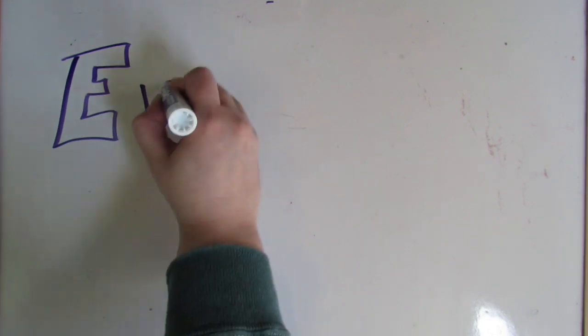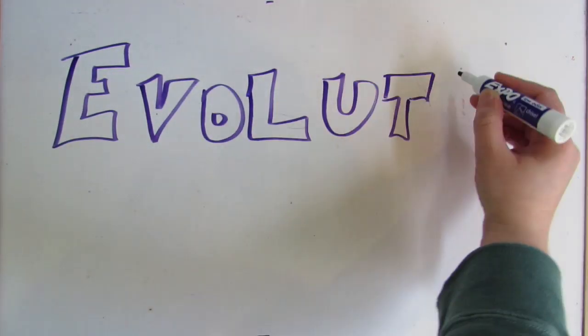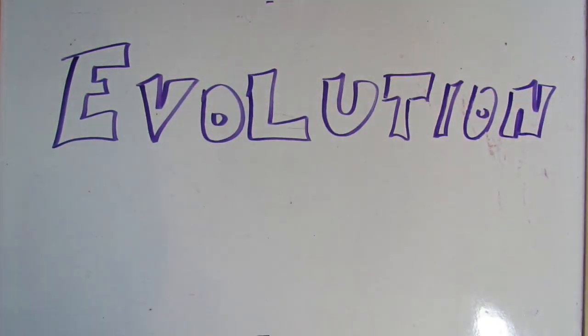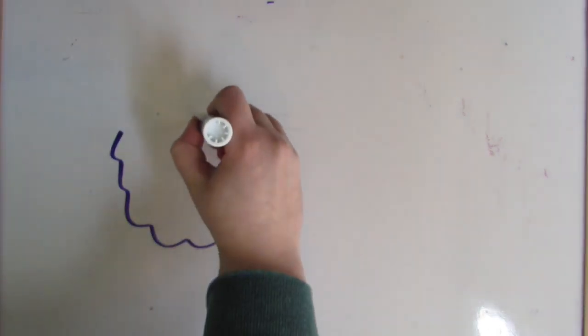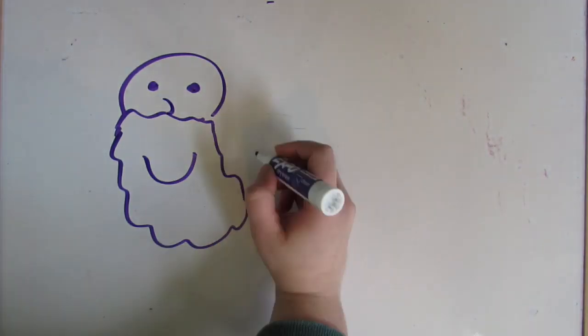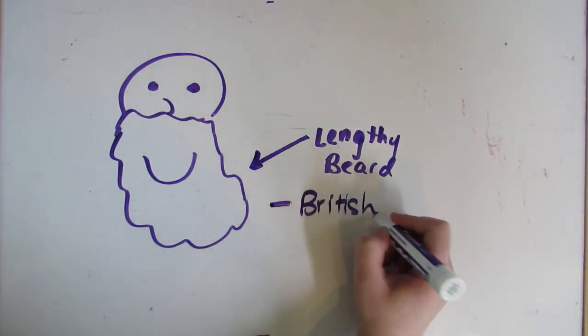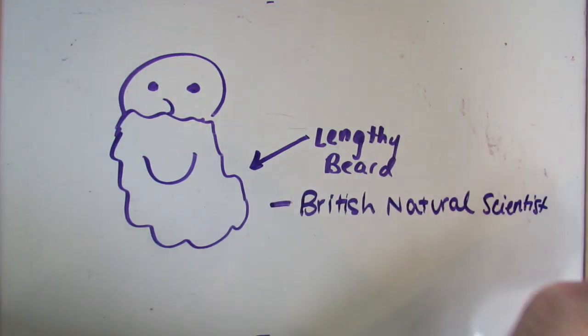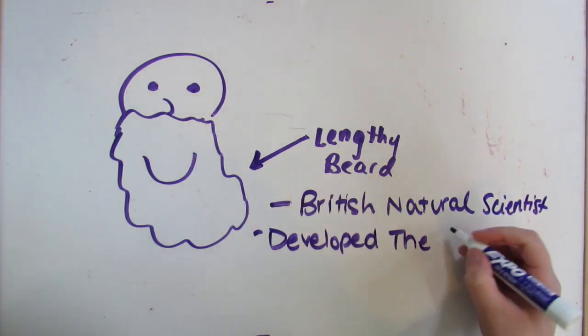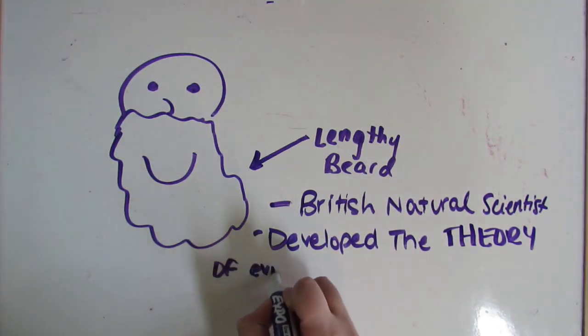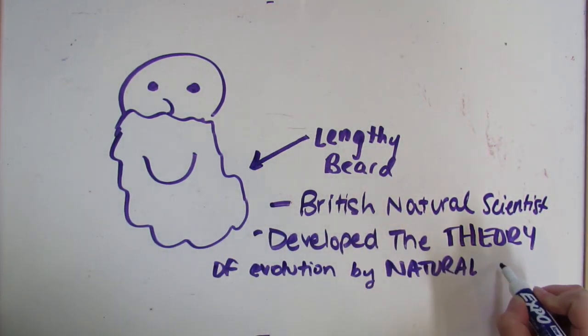Alright team, so welcome to our lesson about evolution, natural selection, all of the vocab that goes with it. Follow along with your guided notes. So in order to talk about evolution, we have to bring up our friend Charles Darwin with the beautiful beard and all that he did. He's a British natural scientist and he developed the theory of evolution by natural selection.